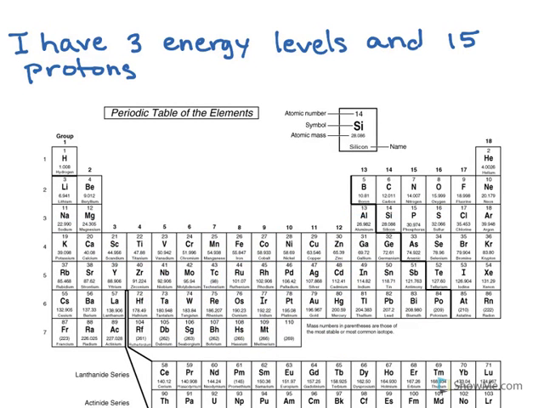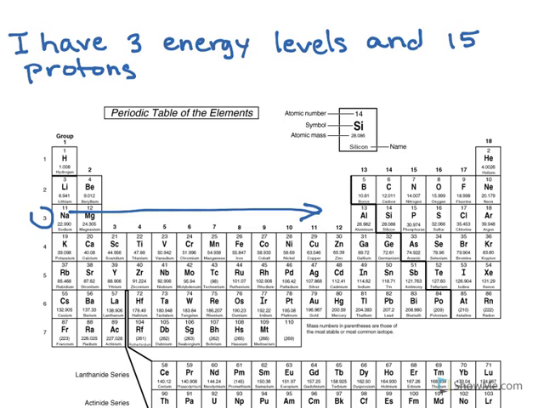Okay, this question is just a little bit different. It says I have 3 energy levels and 15 protons. Again, we still know that we can count the number of periods for our energy levels. So 1, 2, 3. So I know that I'm looking in this row here. Okay, and it says it has 15 protons.